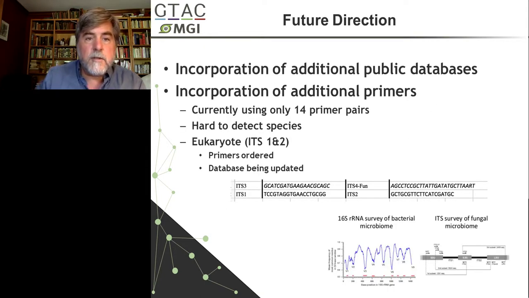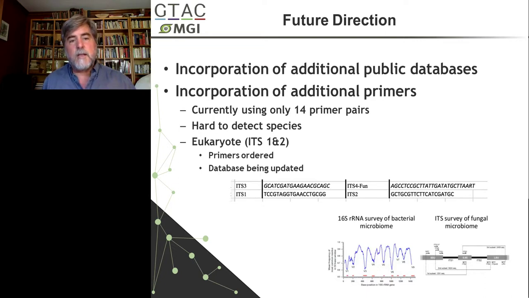Future directions: we have Silva now, and we'd like to bring in other public databases to make sure that our underlying database is as complete as possible. And we would like to bring in other primers as well. We're missing some species as indicated in the data that I showed you. We don't get 100% of the species, and this may be that there are sticky places in the conserved regions, and we're going to design more primers to try and cover those.